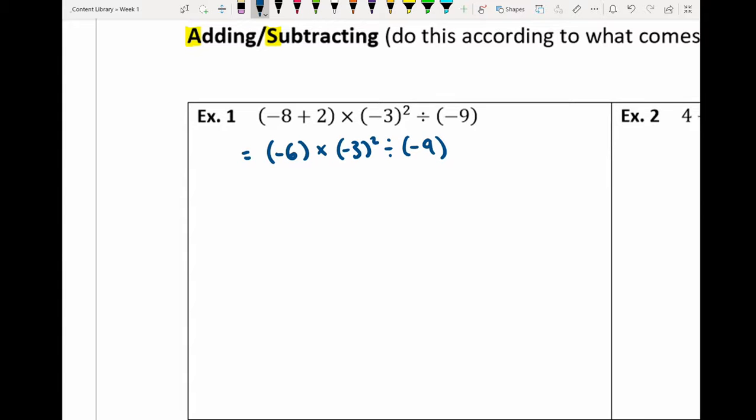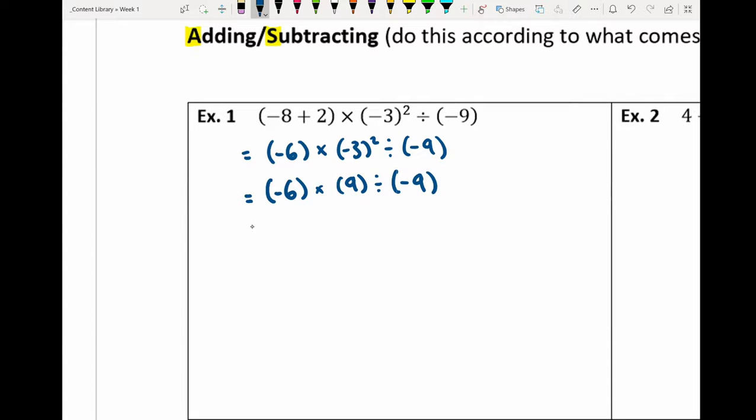From there, we move on to our exponents, and we do see an exponent here, an exponent of 2. So when we go through, we can do this exponent. Negative 3 squared, or negative 3 times negative 3, is 9, divided by negative 9.